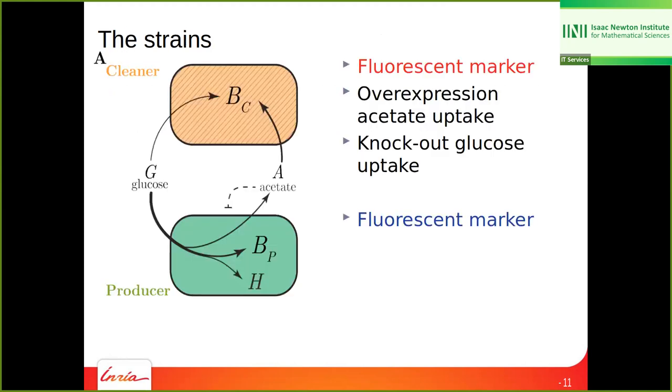So the cleaner in the lab is like this. I added fluorescent markers to each of the strains so that we can actually measure the abundances of each of them, which of course in the model is easy to track, but in reality not so much. And then in the cleaner, I overexpress the acetate uptake rate. So I put one of the uptake systems on the plasmid, and I knocked out the glucose uptake by knocking out the main glucose uptake system, which still allows it to take up some glucose because there are also side systems, but way less than the producer.